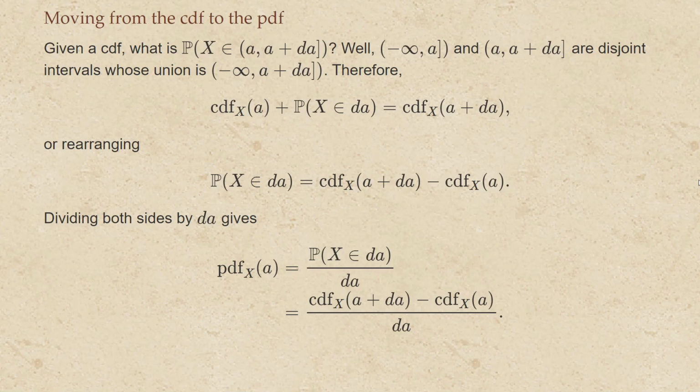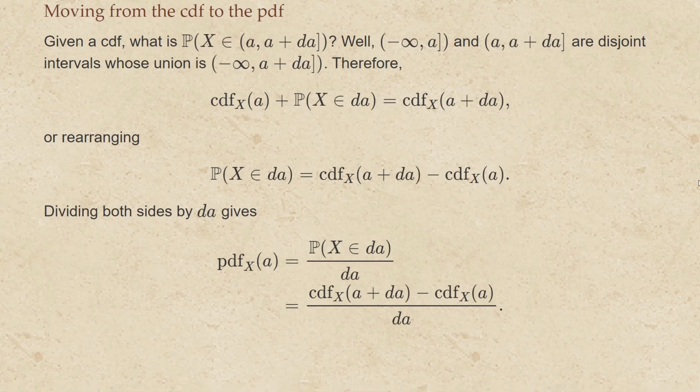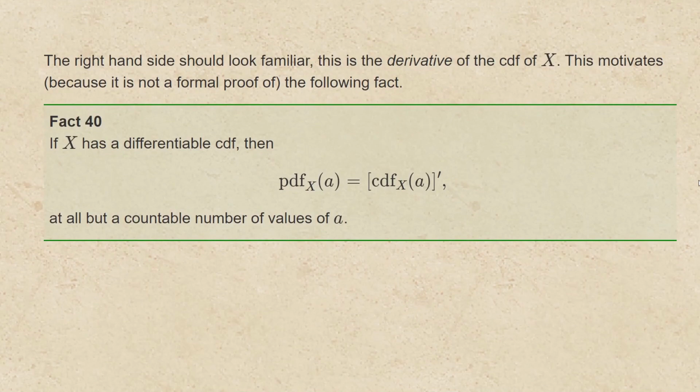And now we can divide both sides through by dA to get that the PDF of x at a is a fraction which looks a lot like a derivative. And in fact, that motivates the following fact. It's not really a proof, but it gives us an idea of why the following fact is true. If you want to find the PDF of x at a, and if x has a differentiable CDF function, then the PDF of x at a is just the derivative of the CDF of x at a at all but a countable number of values of a.